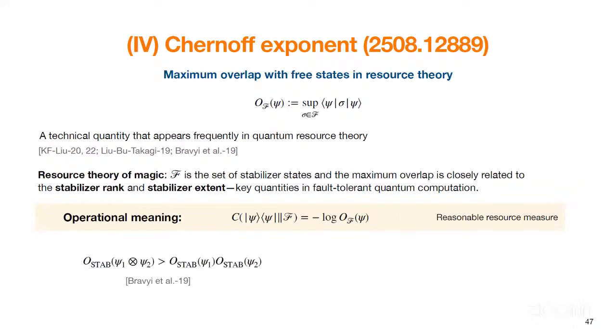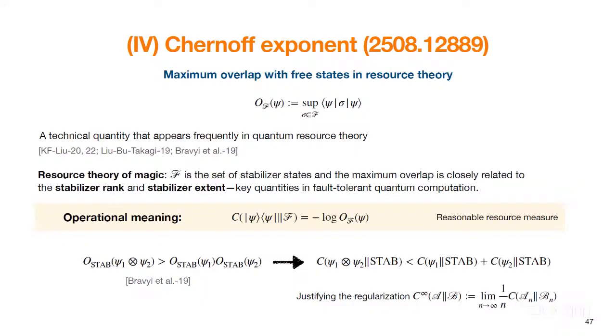And also, we know in the resource theory of magic that the maximum overlap is not multiplicative. We have a counterexample here. So this automatically implies that the Chernoff divergence between two sets is not additive. So this justifies the regularization of this notation here.